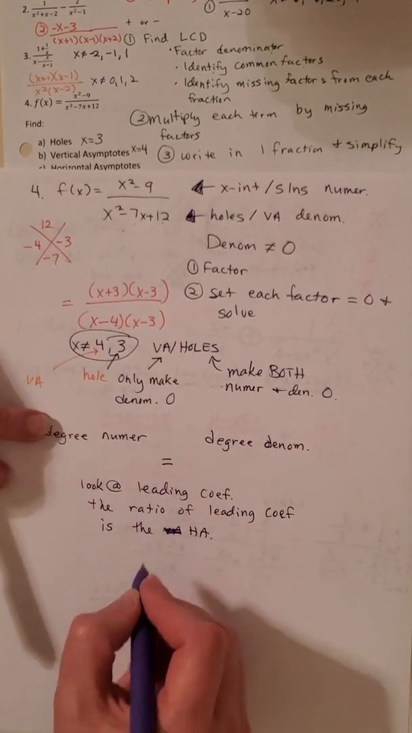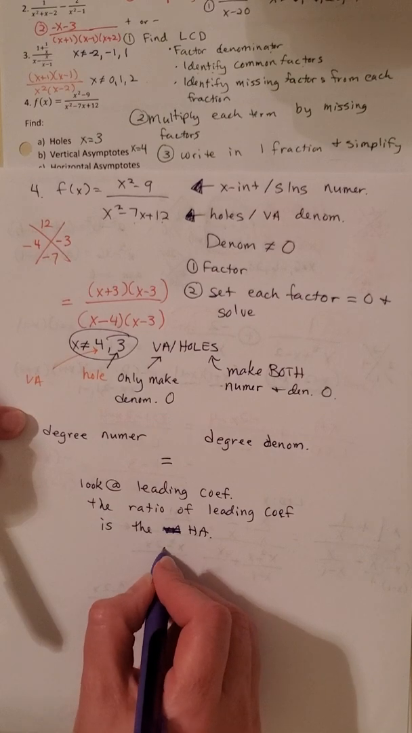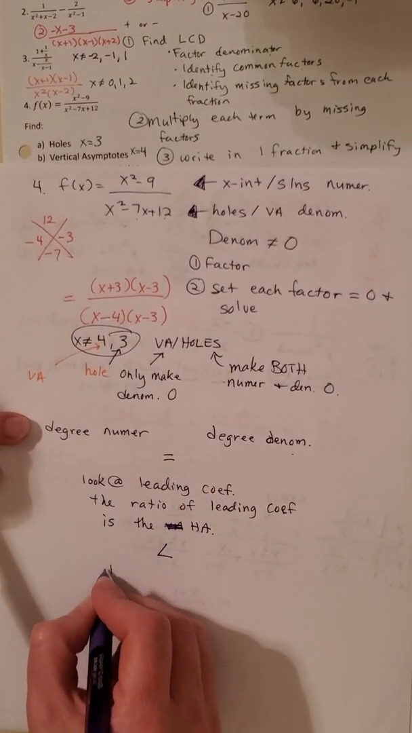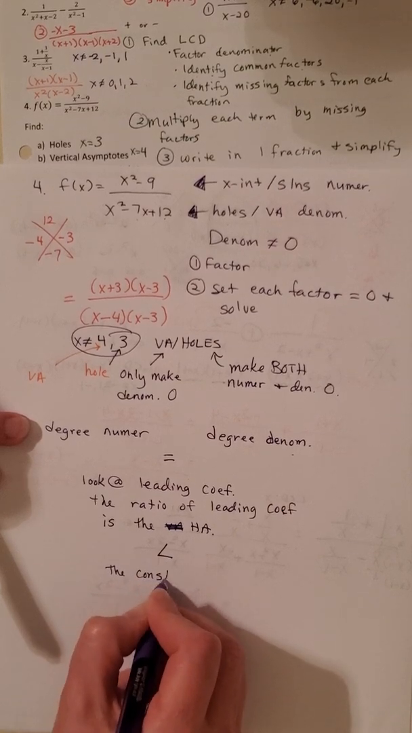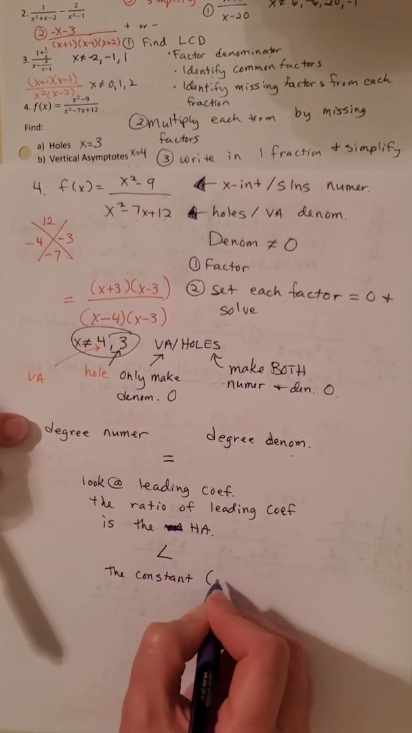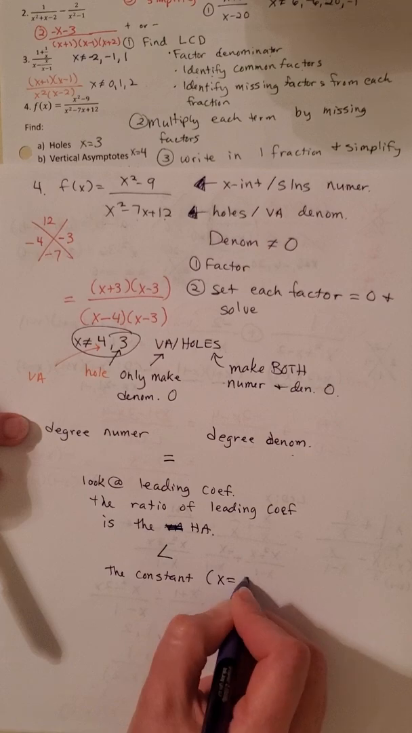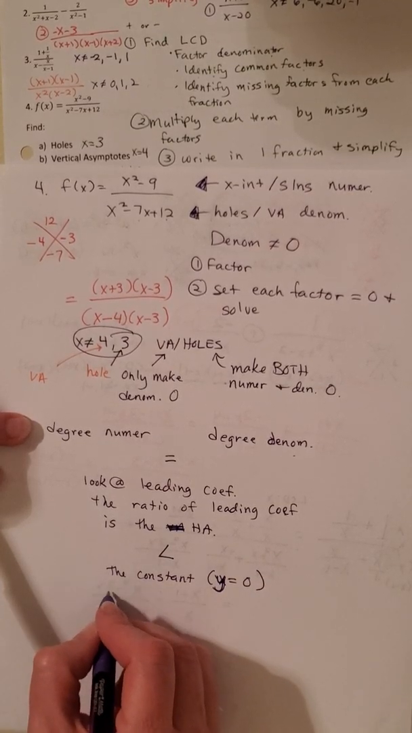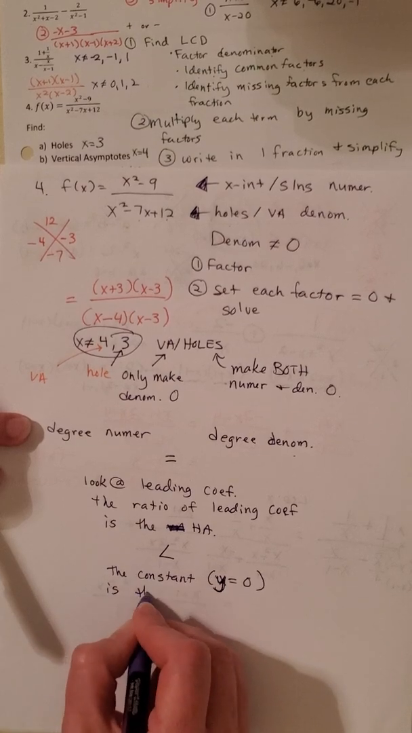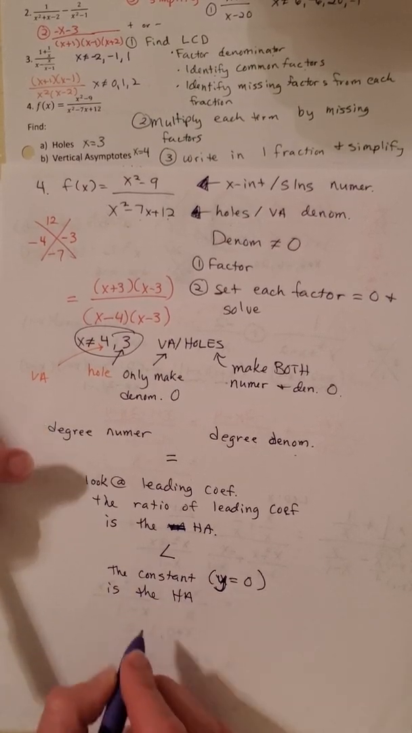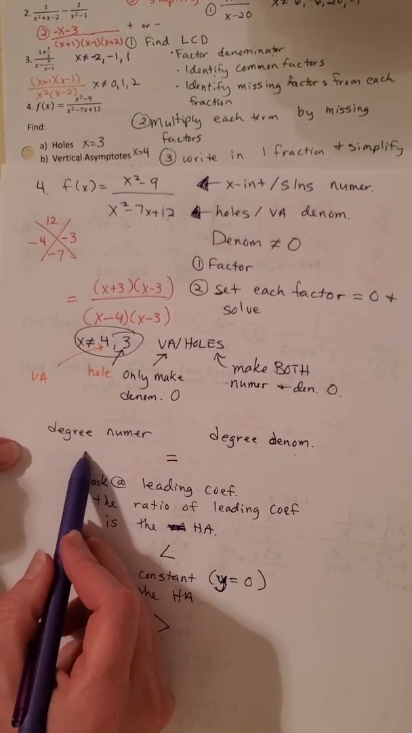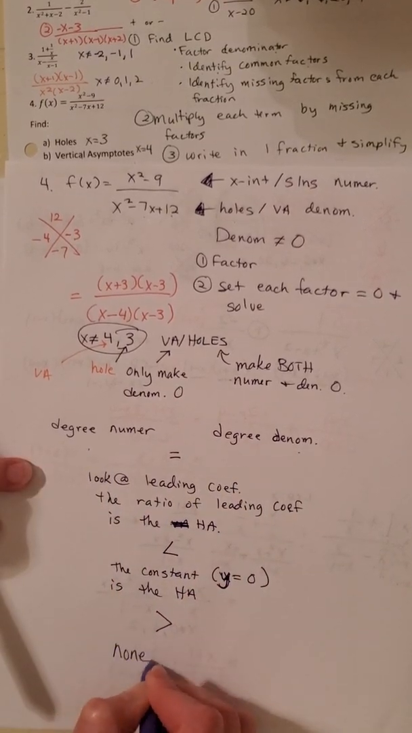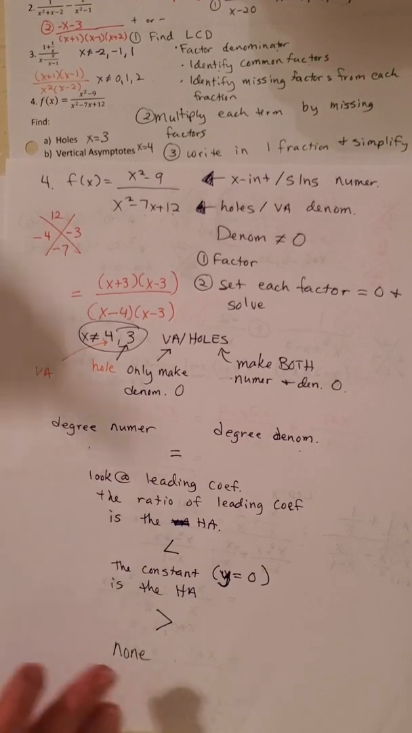Okay, if the degree of the numerator is smaller than the degree of the denominator, the constant term, which is almost always x equals 0, or sorry, y equals 0, is the horizontal asymptote. And then finally, if the degree of the numerator is larger than the degree of the denominator, there's none. Okay, so we're going to look at what case we have.